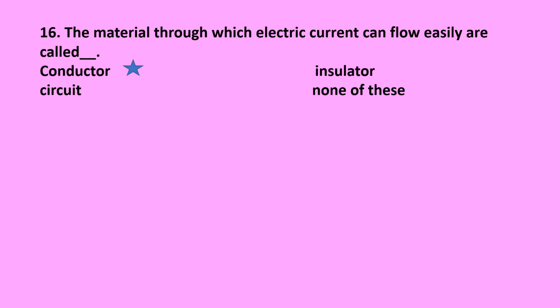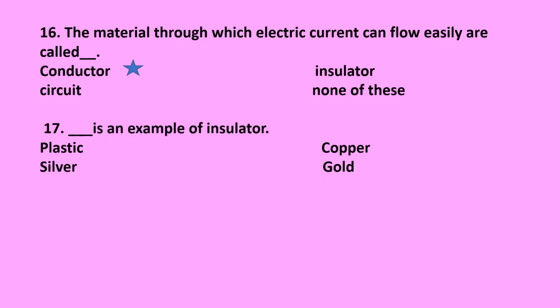The material through which electric current can flow easily are called. So the material through which electric current can flow easily are called conductor or good conductor of electricity. Okay, so it is called conductor. Options there are conductor, circuit, insulator, and none of these. Okay, so the answer is conductor.